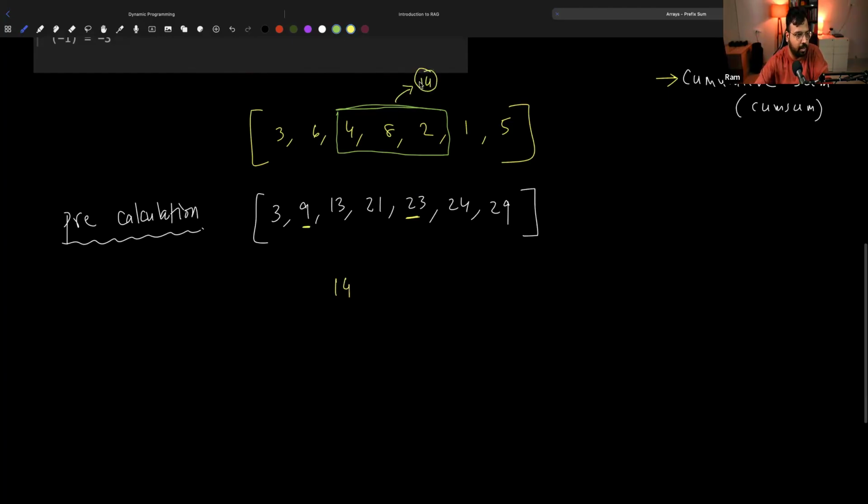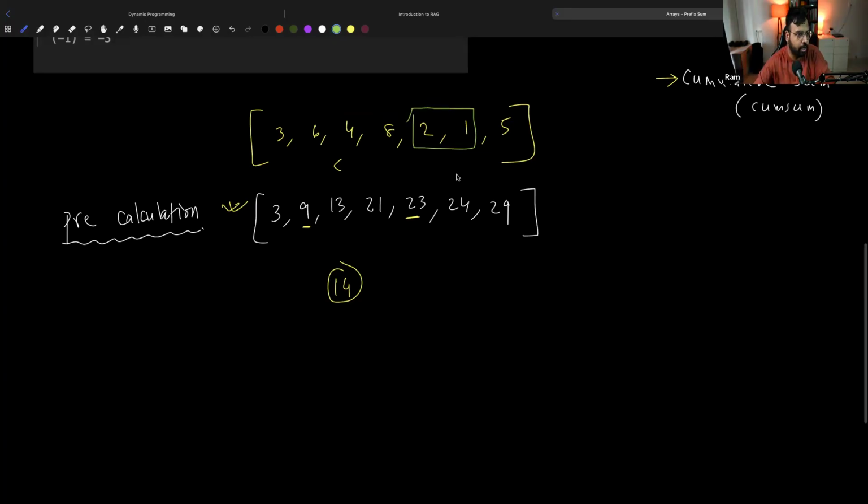So are we able to calculate the sum of this range in constant time using this? And will it be true for any range that we see? Guys, can you understand now? Suppose instead of this, I'm asking you for the sum of this part.